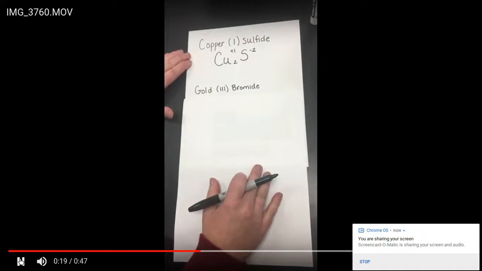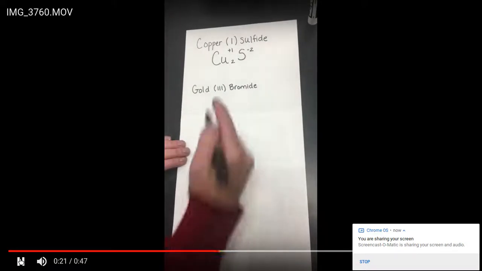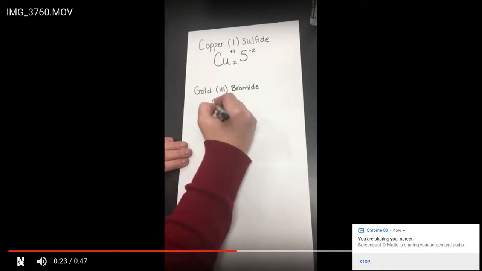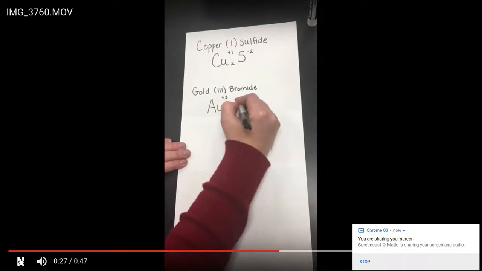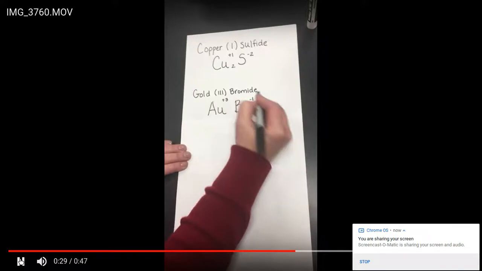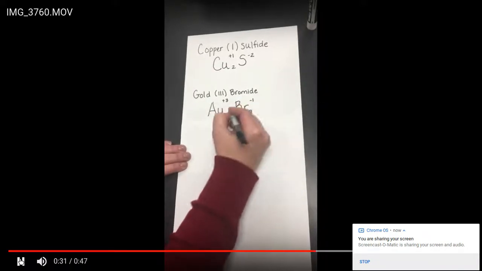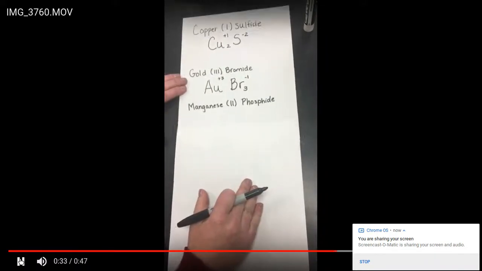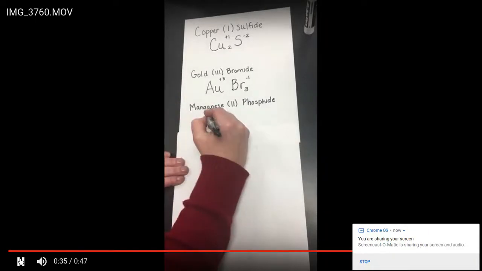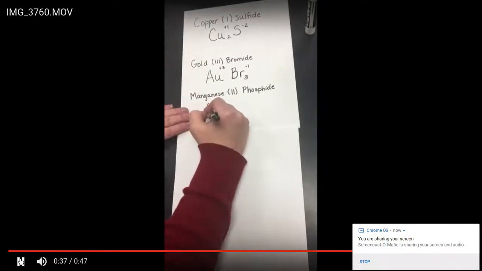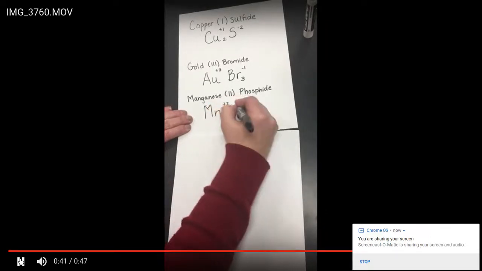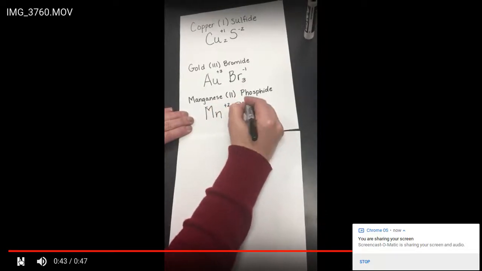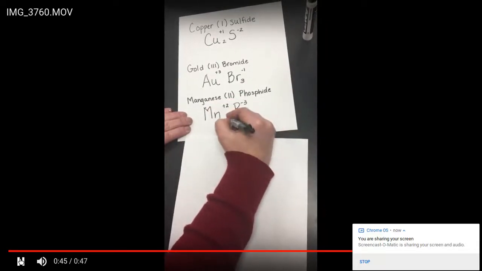For gold 3 bromide, gold has a +3 charge. Bromide comes from bromine, which has a -1, again, right off the chart. Use your crisscross rule, bring that down. And then manganese 2 phosphide. Manganese has a +2 charge. Phosphorus, -3 from the periodic table. Bring the charges down.